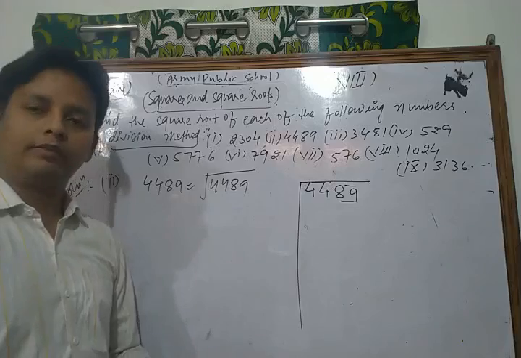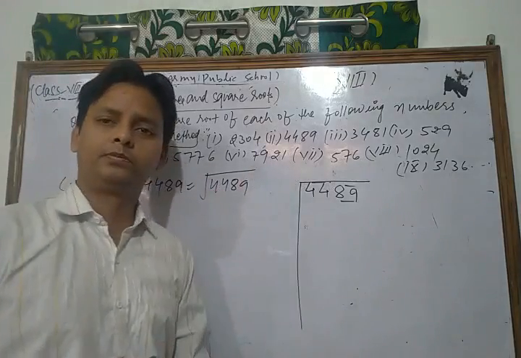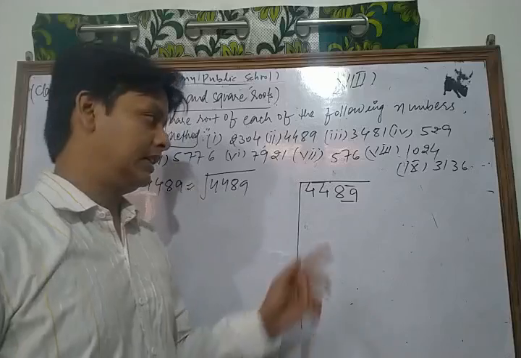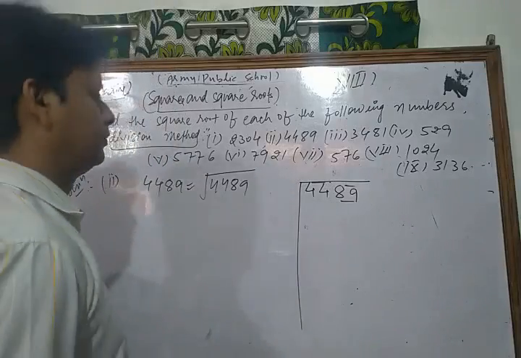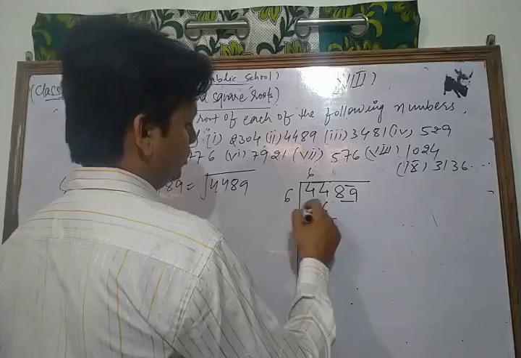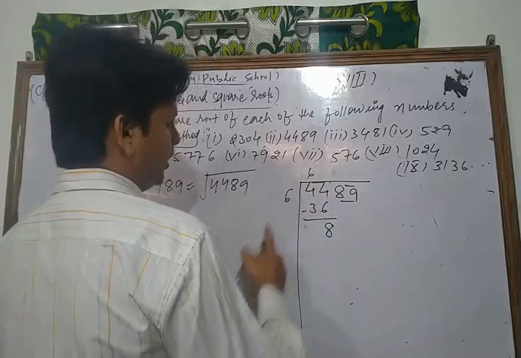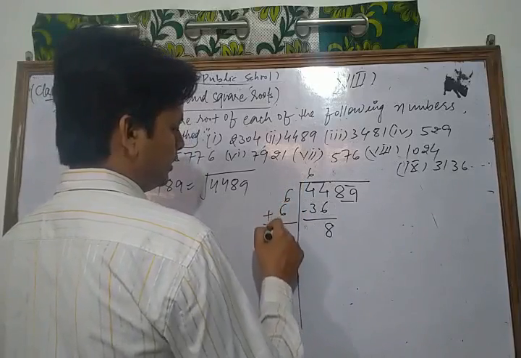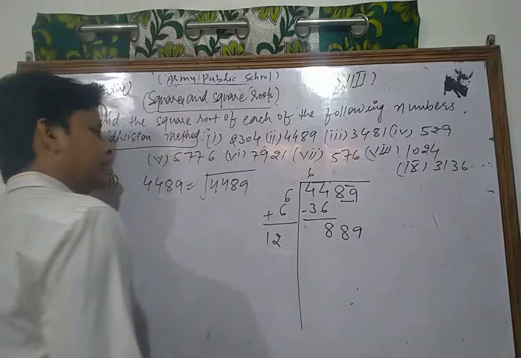Now 5 5s are 25, 6 6s are 36, and 7 7s are 49. So 49 is greater in comparison to 44, so we take only 6. 6 6s are 36. Subtracting them, we get 8. Now that quotient is added to the divisor, 6 6 12, and we write here 89. Always take digits in pairs.